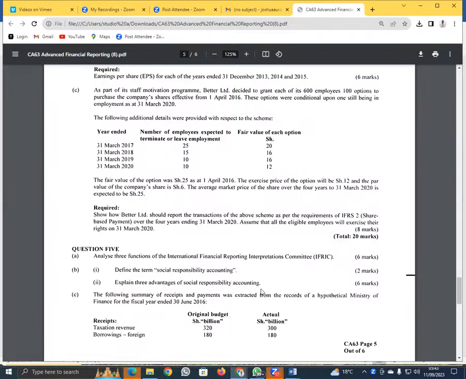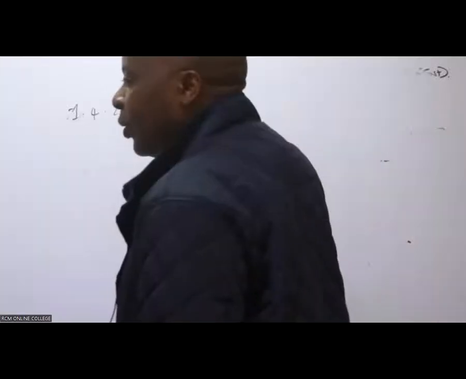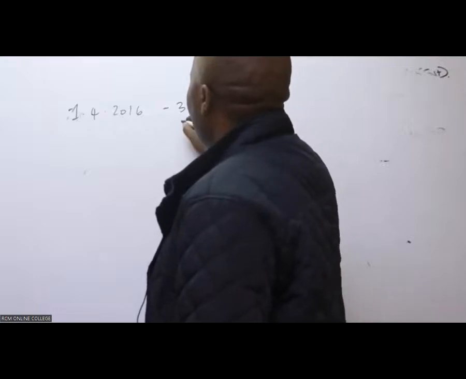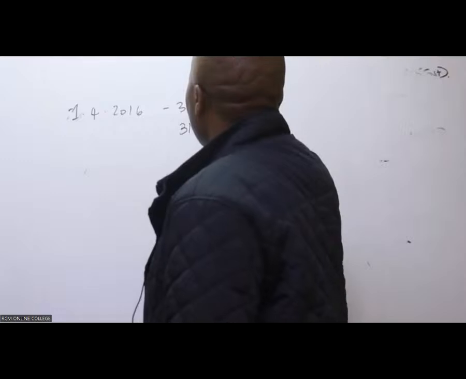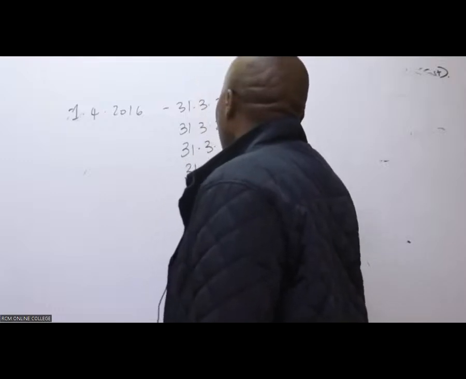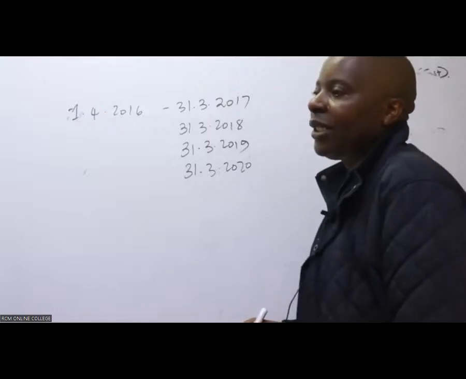So we have here, counting for me, 1st April 2016 to 31st March 2017. Then we have 31st March 2018, the second year, 31st March 2019, the third year, 31st March 2020, the fourth. So those are 4 years in total.